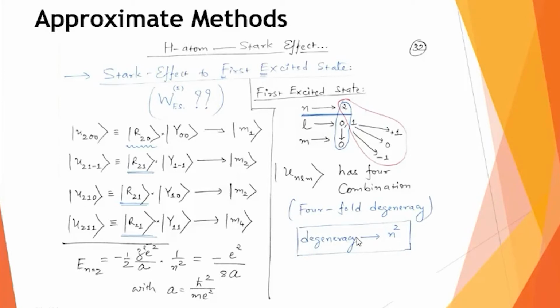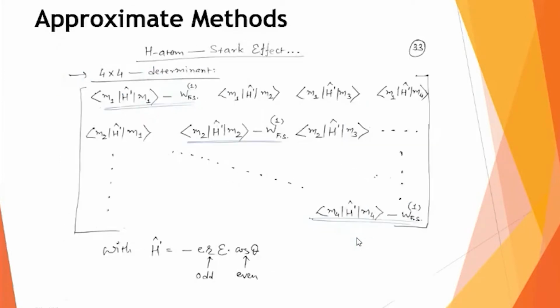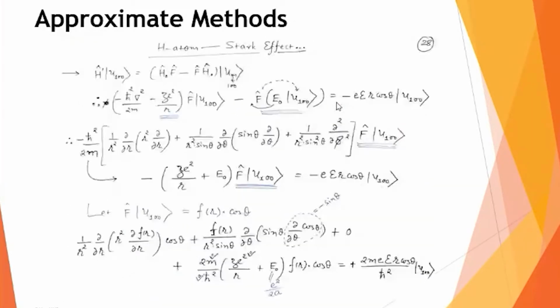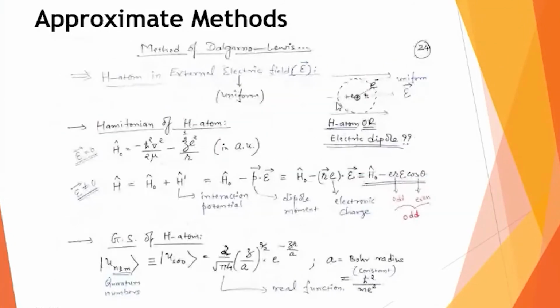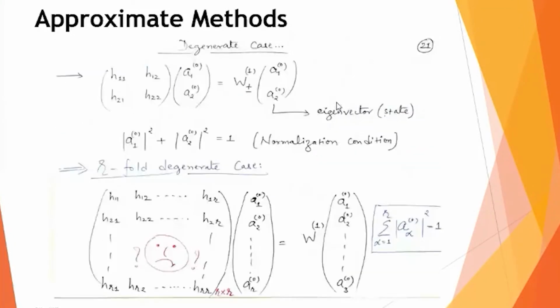It is a 4-fold degenerate state, and therefore, whenever you want to calculate the correction to the first excited states up to first order, we have to solve such a kind of determinant. I hope you have not forgotten that in the case of degenerate perturbation theory, eventually we need to solve such an R cross R determinant.